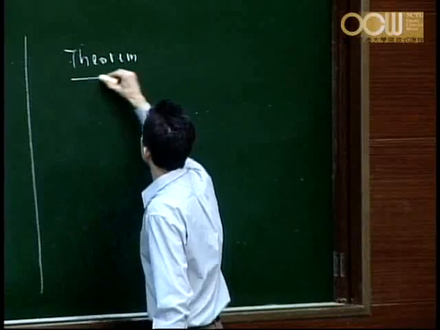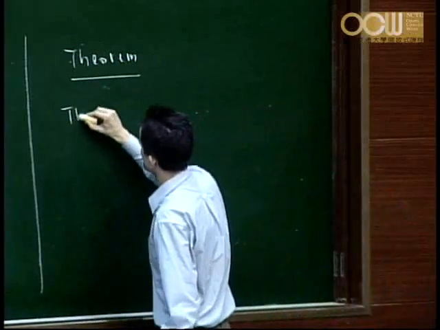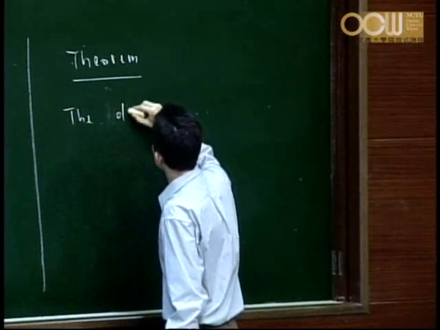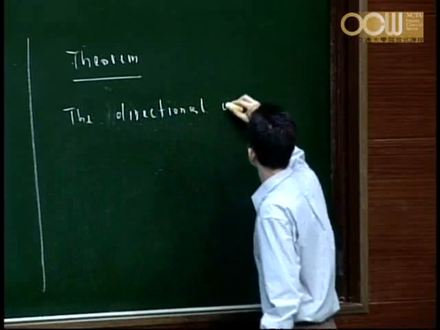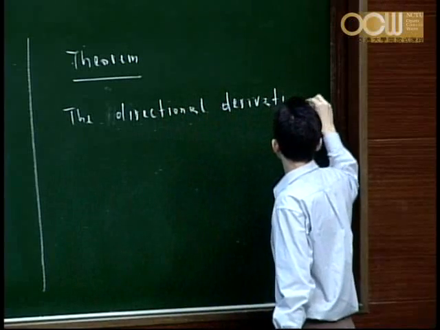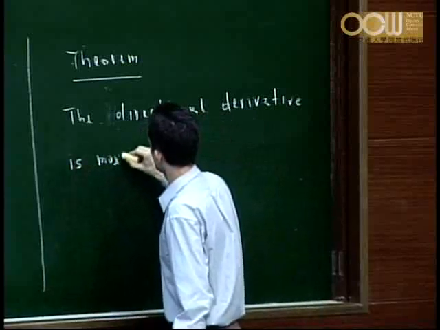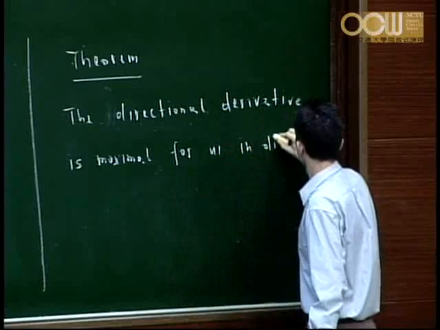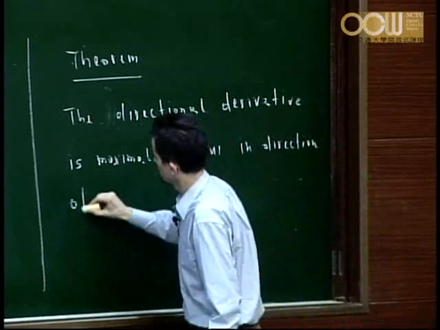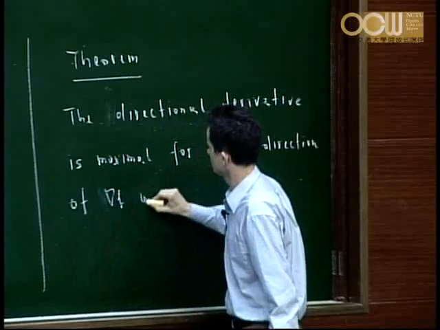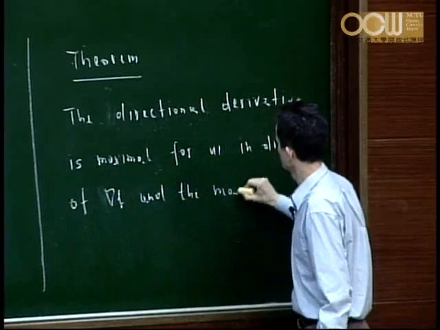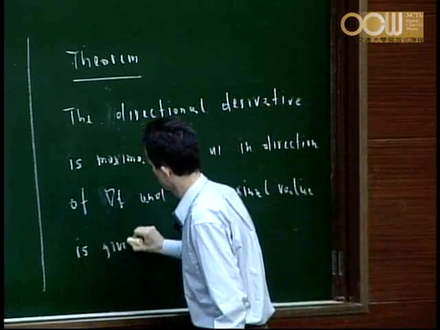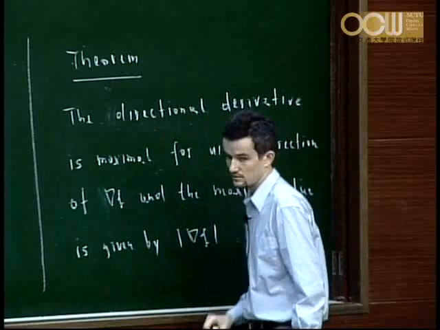So the directional derivative is maximal for u in the direction of the gradient of f, and the maximum value is given by the length of the gradient vector.